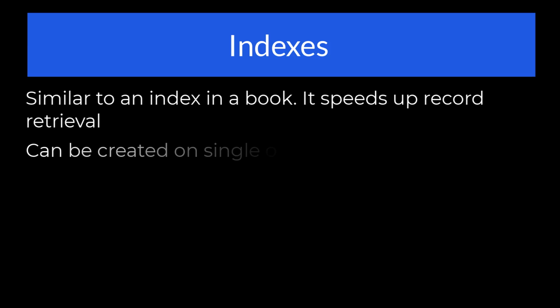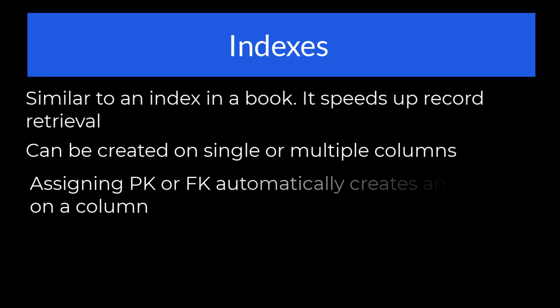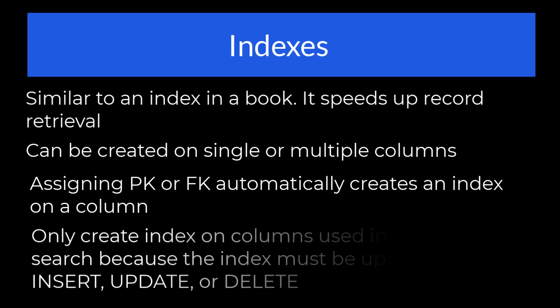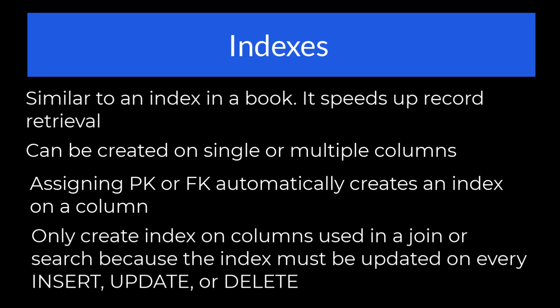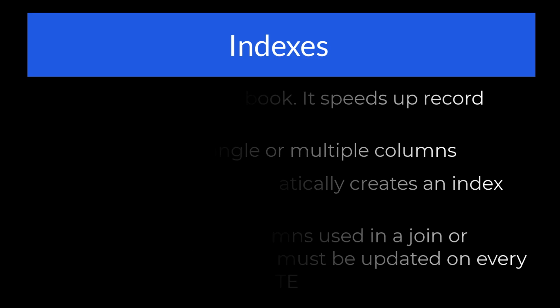They can be created on single or multiple columns. When you assign a primary key or foreign key to a column, an index is automatically created on that column. And you want to only create indexes on columns used in a join or search because the index must be updated on every insert, update, or delete, which slows performance.